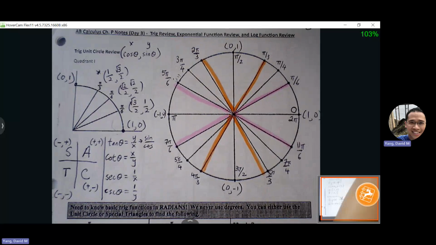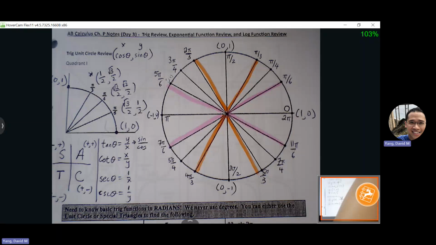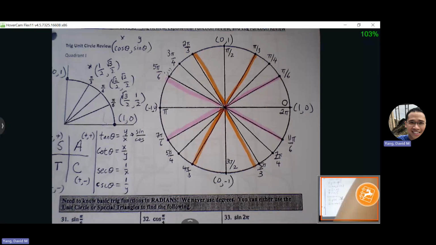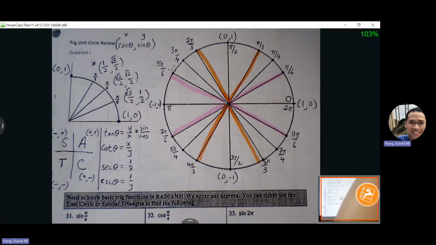Now, when we get to the trig test, students have asked, can you be given a blank unit circle? I'm not going to give you a blank unit circle because on the AP exam, you're not going to be given one either, but I can give you a blank sheet where you can create your own unit circle. Just to give you a heads up on that, but we won't see trig until the end of the unit.